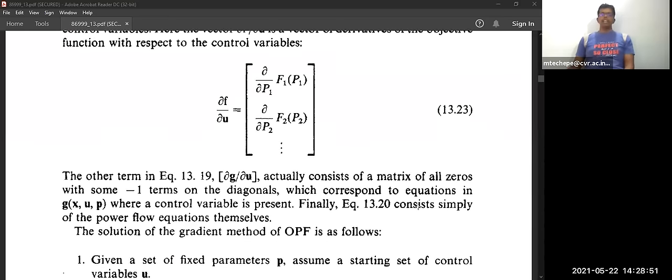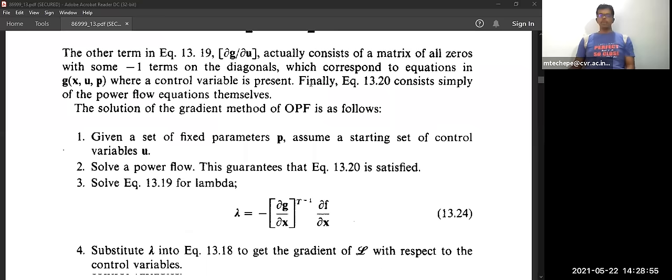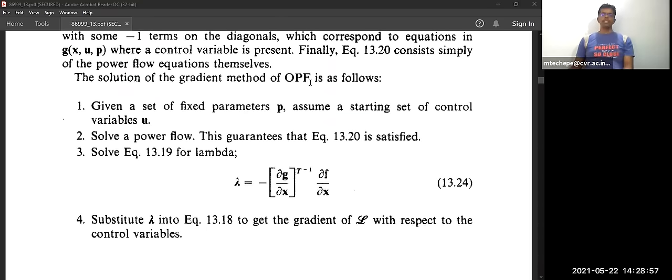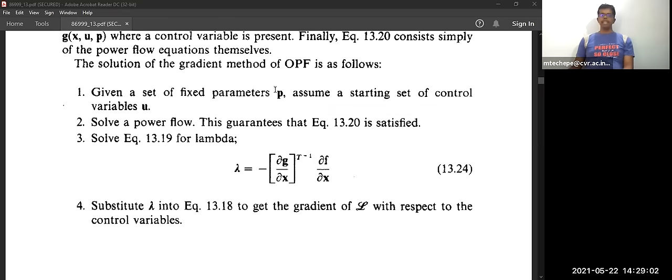Okay, so the solution of the gradient method of optimal power flow is as follows. First, given a set of parameters p, assume a starting set of control variables u, then solve the power flow problem. Then again solve for lambda. So lambda is equal to minus of dou g divided by dou x, the whole transpose, the whole inverse, into dou f divided by dou x.